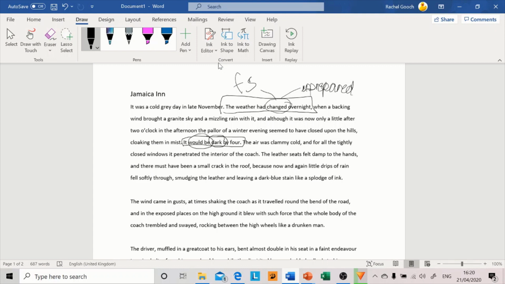And generally as well, we've got pathetic fallacy you can talk about of the weather.